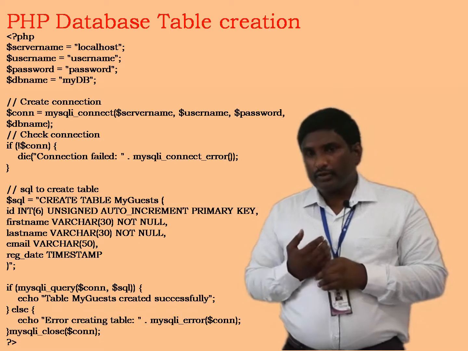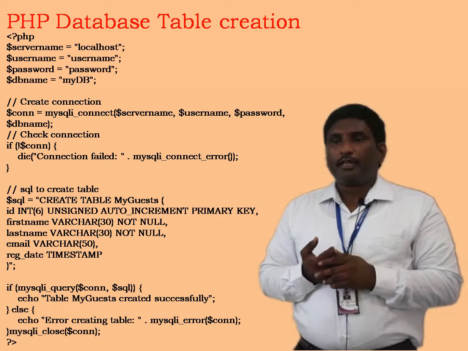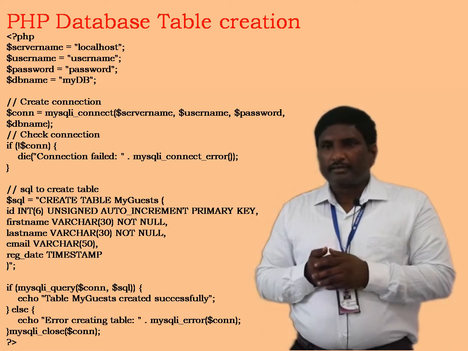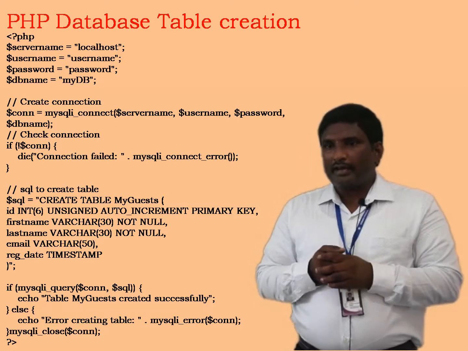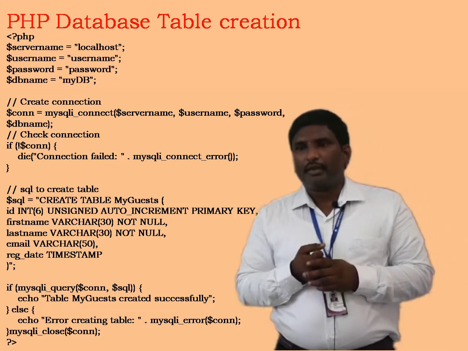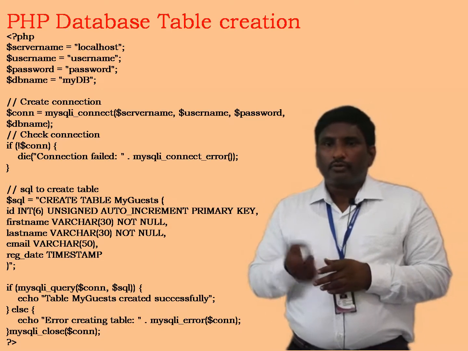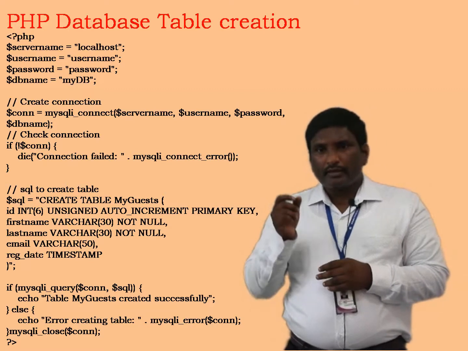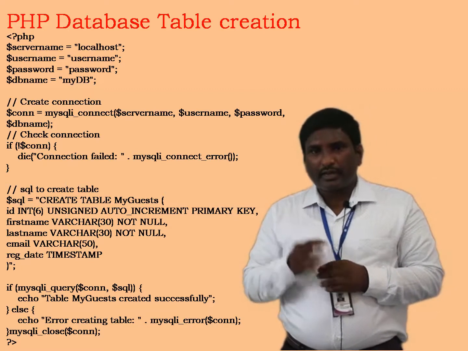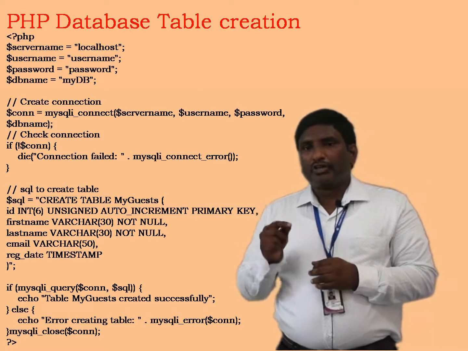Next, I need to create a table. My table name is MyGuest, which has the attributes ID, first name, last name, email, and registration date. I declared ID as the primary key, so I have given the constraint for ID: type integer, unsigned, auto increment, primary key.